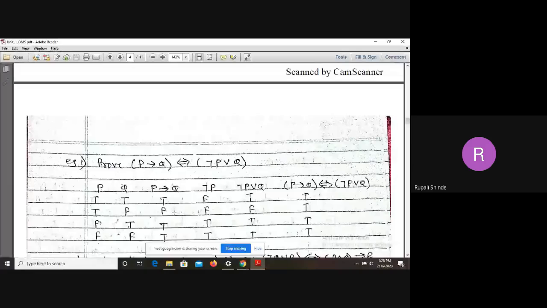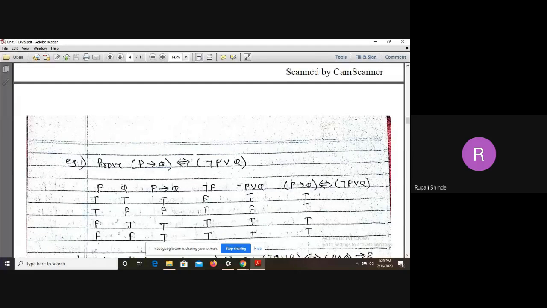Okay. So again, here we have seen some examples. Here I have to prove that P conditional Q is equivalent to negation P or Q. We have already seen this formula that P conditional Q is equivalent to negation P or Q. Now we have to prove it by truth table.